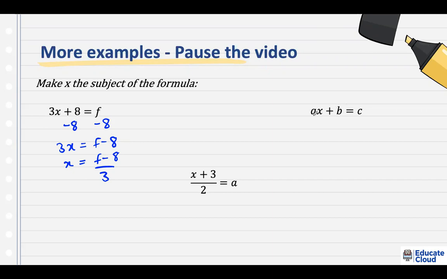On the right here, you do the exact same thing. So plus b, just think of that as a number. You're just going to take away b.